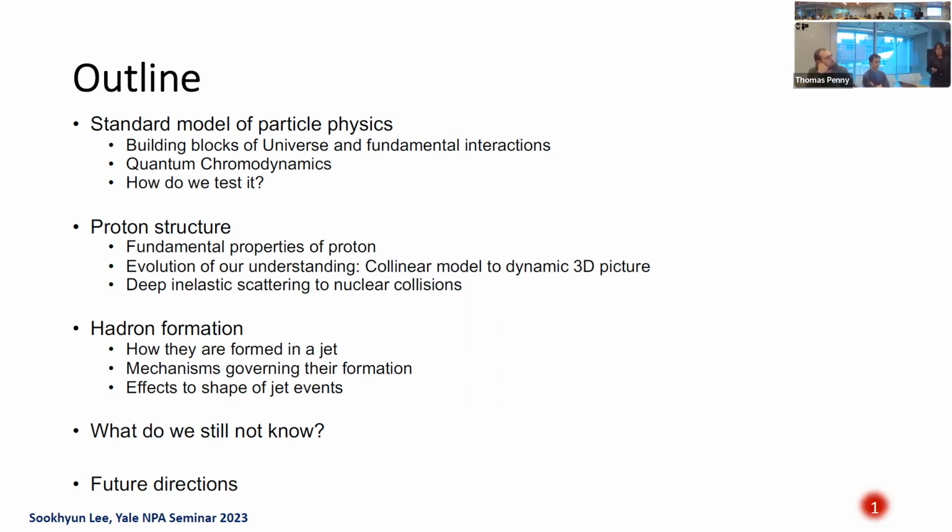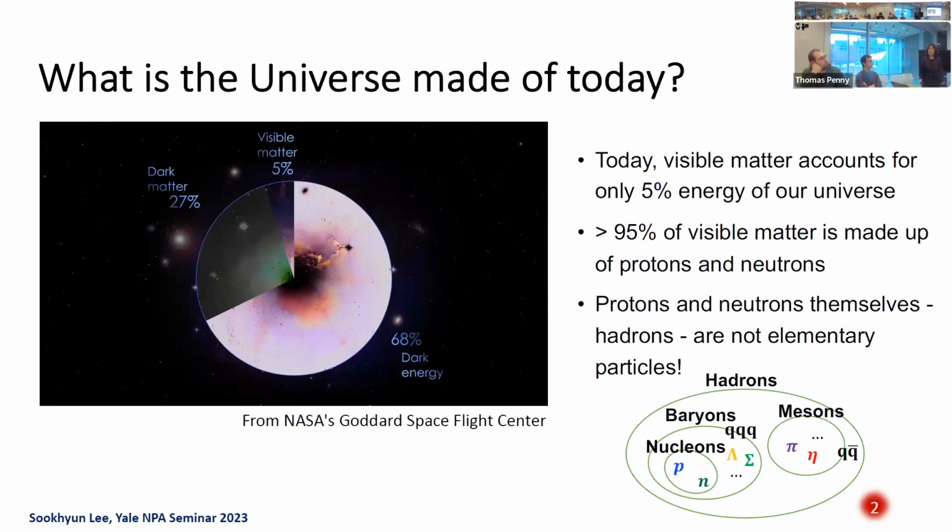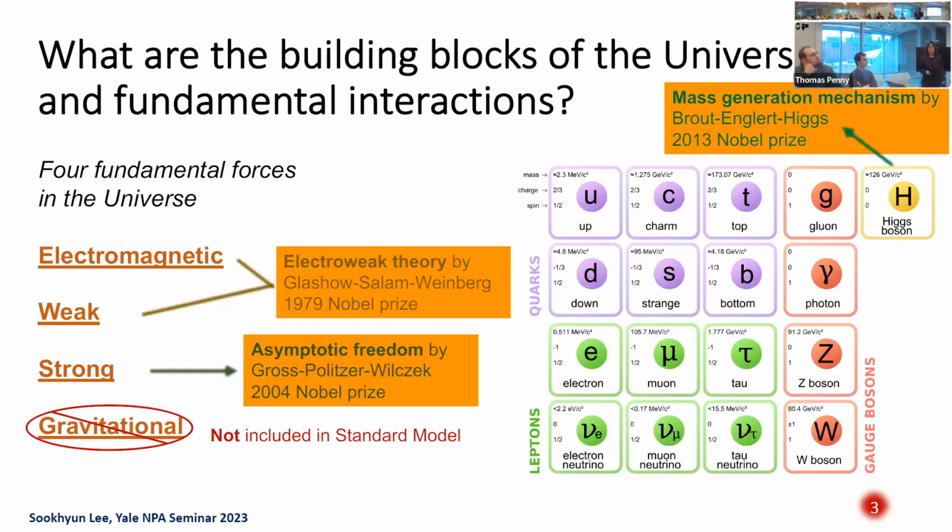still don't know. As we all know, today, the visible matter accounts for only 5% of the energy of the universe, and 95% of the visible matter is made up of baryon matter. The protons and the neutrons, the building blocks of the visible matter, are themselves not elementary particles. So then what are they? What are the elementary particles that make up the visible matter?